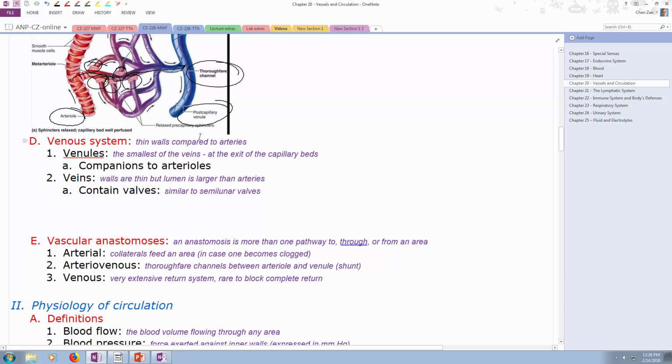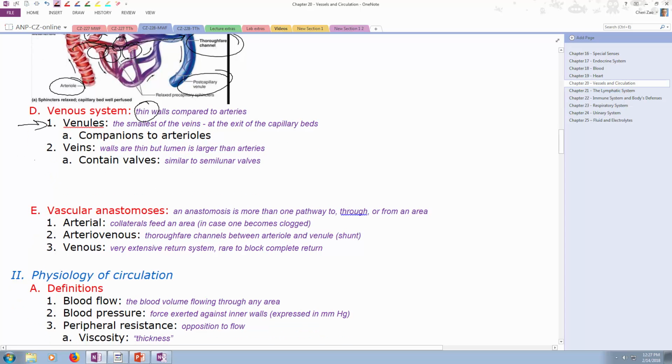The venous system, when you compare the walls of veins to arteries, they are indeed thin, and I like to use the word flabby. The first structure that is venous that you will encounter after a capillary bed is called the venules. Smallest of the veins and typically companions to the arterioles. So where you find arterioles, you'll find venules and vice versa. And indeed, these are so small that you cannot ordinarily see them, and so therefore are not ordinarily named.